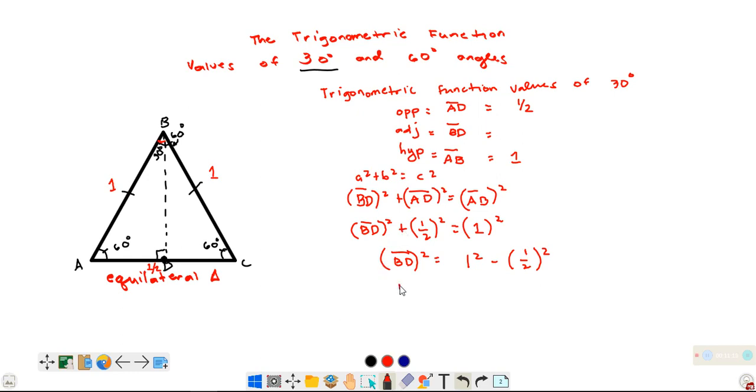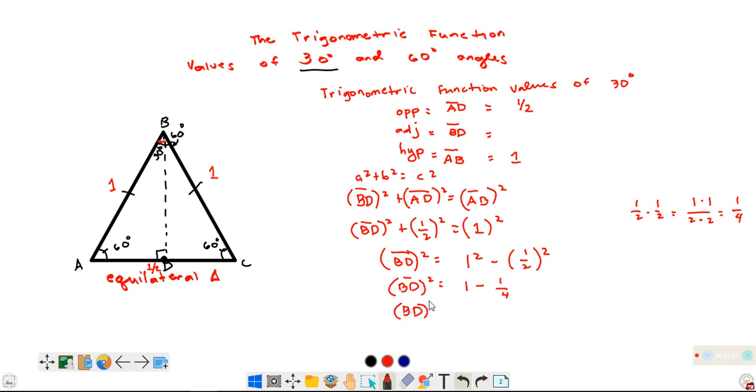Now, simplify natin. BD squared is equal to 1 minus the square of 1/2 is 1/4. Kasi 1/2 times 1/2 is equal to 1 over 1 times 1 over 2 times 2, which is 1/4. Please remember the elementary rules in algebra. Ay, ba't ito may squared pa? Yan. So, meron na tayong 1 minus 1/4.